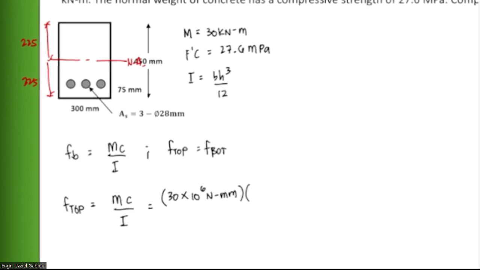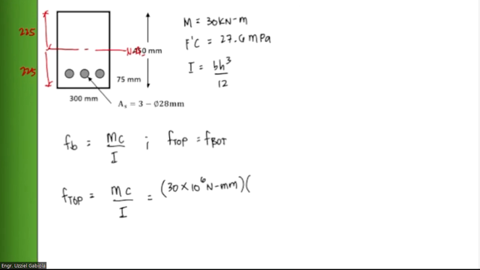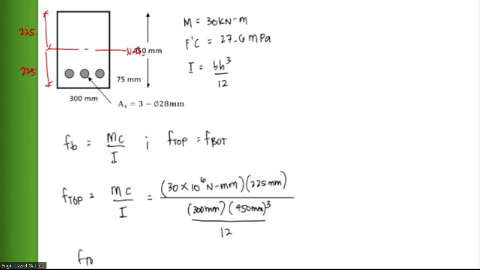So we have 225 mm all over the inertia, which is 300 mm multiplied by 450 mm cubed over 12. Okay, so to calculate this, you just need to input it in your calculator. So let me pull out our calculator.